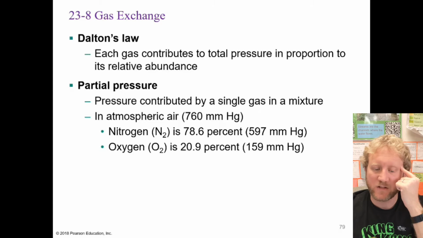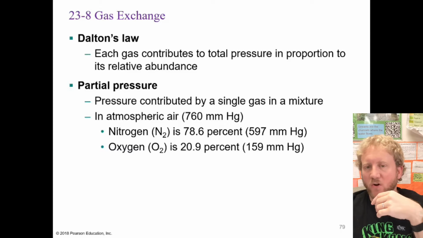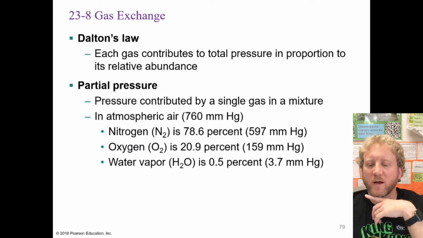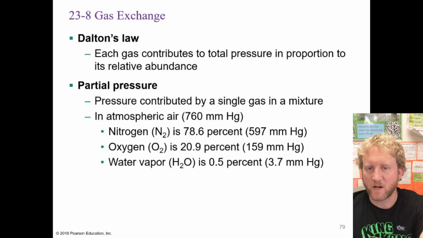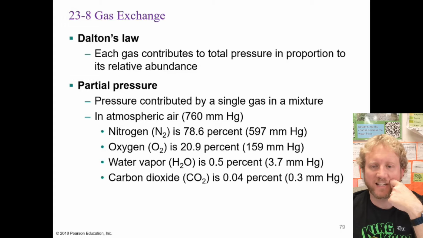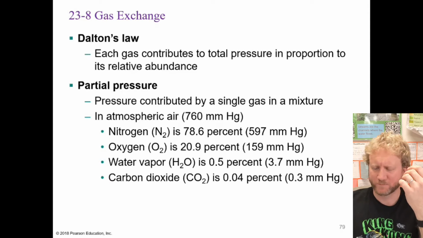Oxygen is the next highest one at about 21% or so. Water vapor has about 0.5%, so correspondingly low partial pressure. Carbon dioxide is less than 1%, 0.04%, and so the actual partial pressure is really, really low at 0.3 millimeters of mercury.